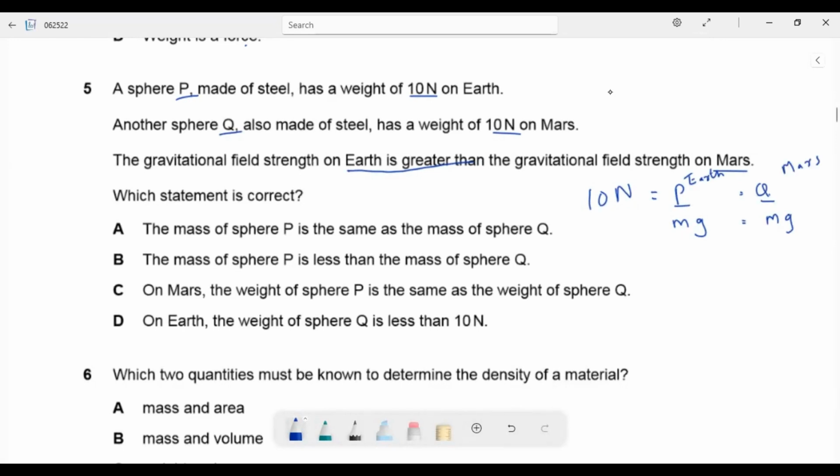Earth has greater gravitational field strength. So g on Earth is more than on Mars. So for this total quantity to remain the same, as g is more, the mass on the Earth should be less. That means P should be less compared to Q. So here the right answer is B. The mass of sphere P is less than the mass of sphere Q.